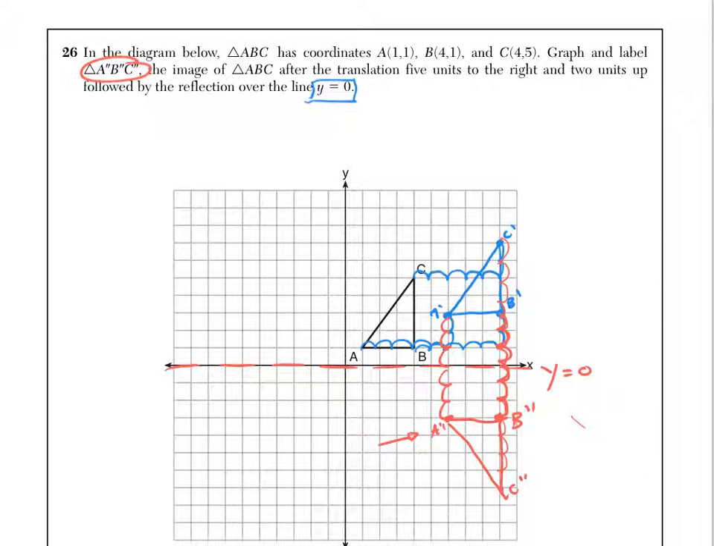Now, it just tells us to graph and label, so you don't have to state the points. But the big thing here is those double primes. If you didn't write the double primes, you lost a point. And if you reflected over the wrong line, if you didn't put y equals 0 in the right place, that's 2 points off. You get no credit on that. Okay, so that is number 1.